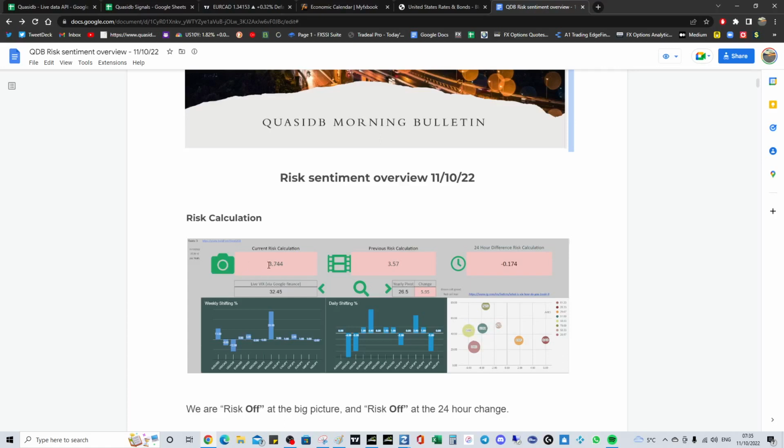Yes, we're risk off at the big picture, and we're risk off at the 24-hour difference as well. Look at your S&P; it's heavy, and that's possibly one of the reasons for it. Obviously we've got all that Fed policy stuff, the QT, and interest rate hikes, all this geopolitical stuff going on, and the fact that retail guys are buying the dips, which doesn't help because there has to be someone to take the other side of that trade.